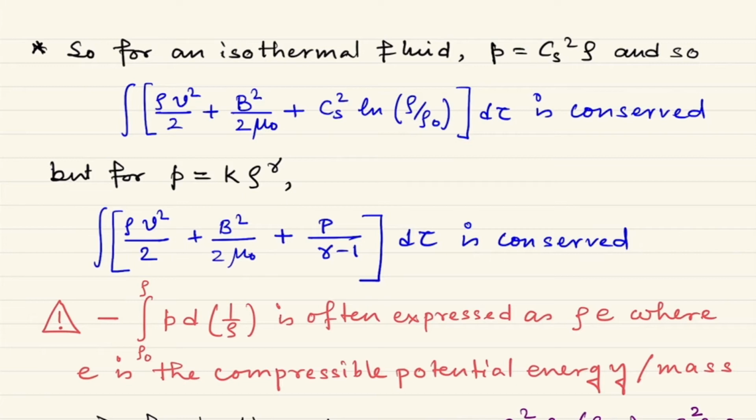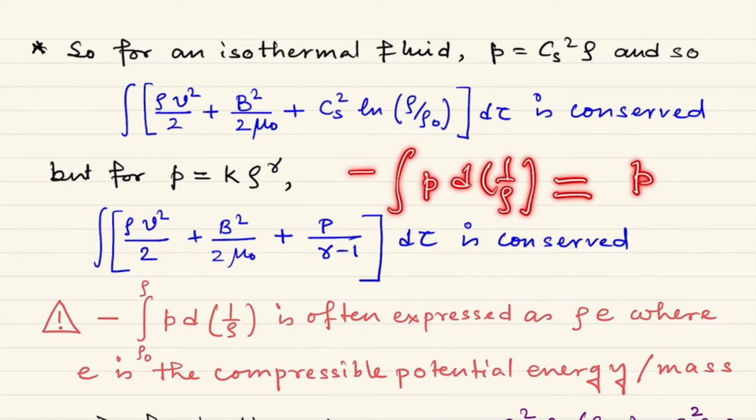And for a polytropic case where P is equal to some constant times rho to the power gamma, if you follow the same formula, it's for you to do now, so do it yourself, then you will see that minus the integration of P d of 1 by rho is simply equal to p by gamma minus 1. Sorry, this is a small p.